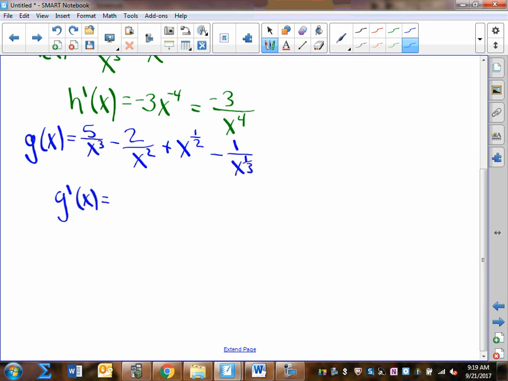So this would be minus x to the negative, or negative indicates that it was a fraction. All right, go and compare your answer real quick with someone nearby you. See if you have the same thing. Check your signs.